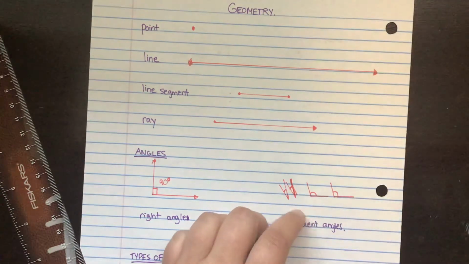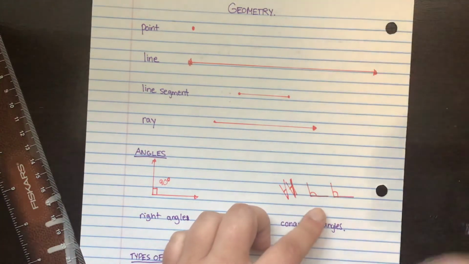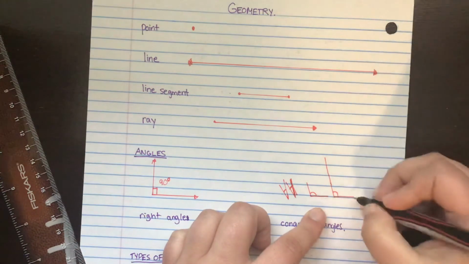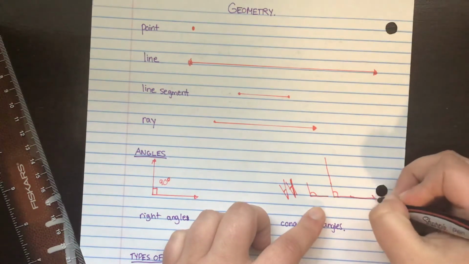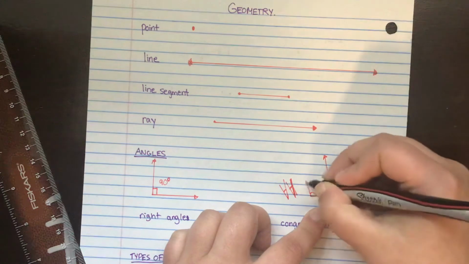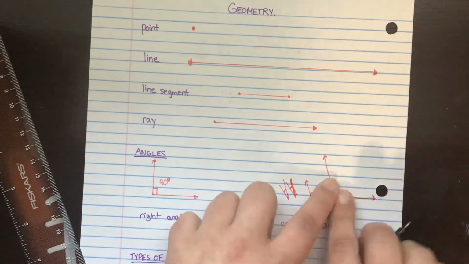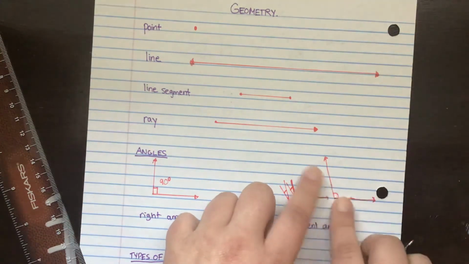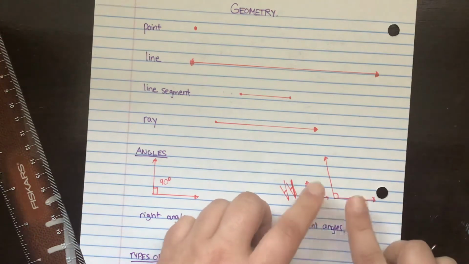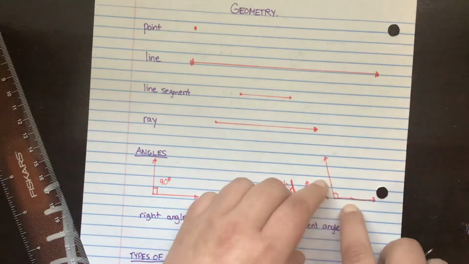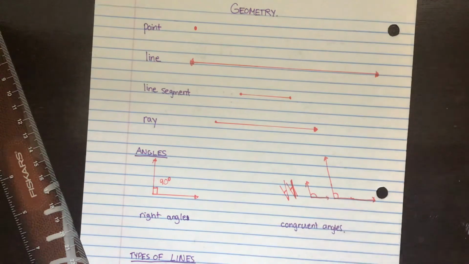Now here's the really cool thing about congruent angles. I could do this and make the line parts bigger, but the angle part, this amount of how far the mouth is open, doesn't change. So these angles are still congruent because they're the same amount of open as each other. So that's what a congruent angle looks like.